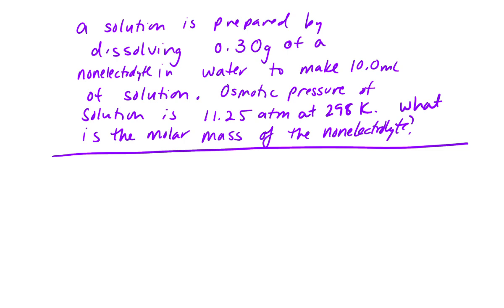So this is determining a molecular weight or molar mass from colligative property information. We're going to take a solution prepared by dissolving 0.3 grams of a non-electrolyte in water to make a total of 10 milliliters of solution. The osmotic pressure of the solution is 11.25 atmospheres at 298 Kelvin. What is the molar mass of the non-electrolyte?